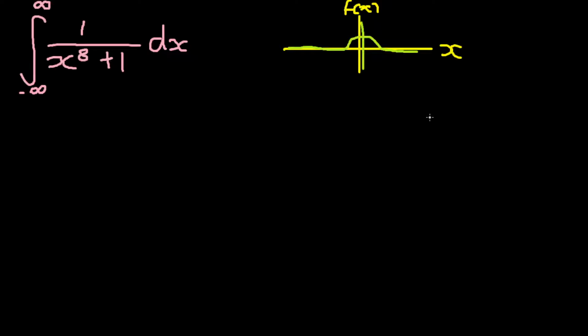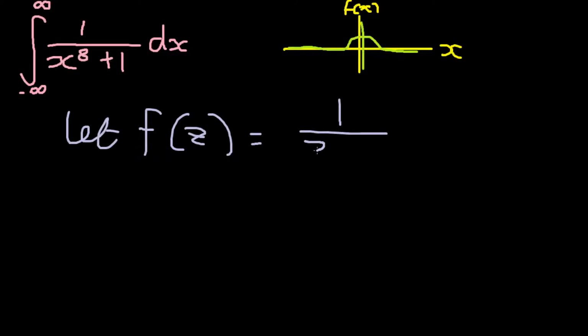The way we're going to be doing this is via complex analysis. I'm unsure whether this is factorable. It's factorable using complex numbers, but that's going to be incredibly hard to evaluate. So let's just hop straight in, complex analysis. We're going to define f of z to be 1 over z to the 8th power plus 1.